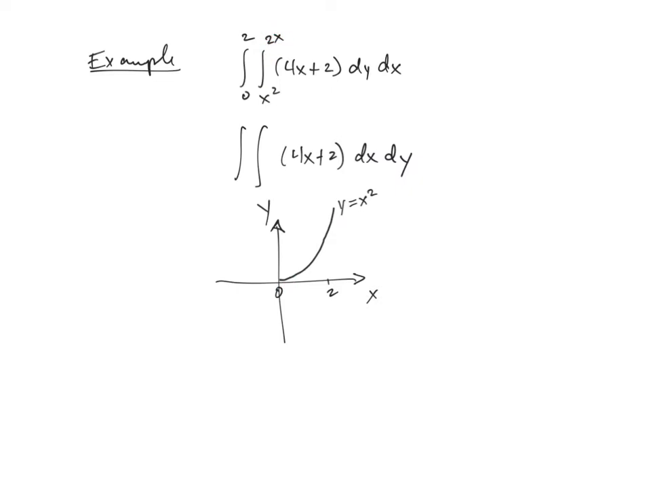Well, y equal to 2x is a straight line that looks, I better get it right, it's going to look like this. That's y equal to 2x. So that means my region of integration is this. Any questions how I got that?